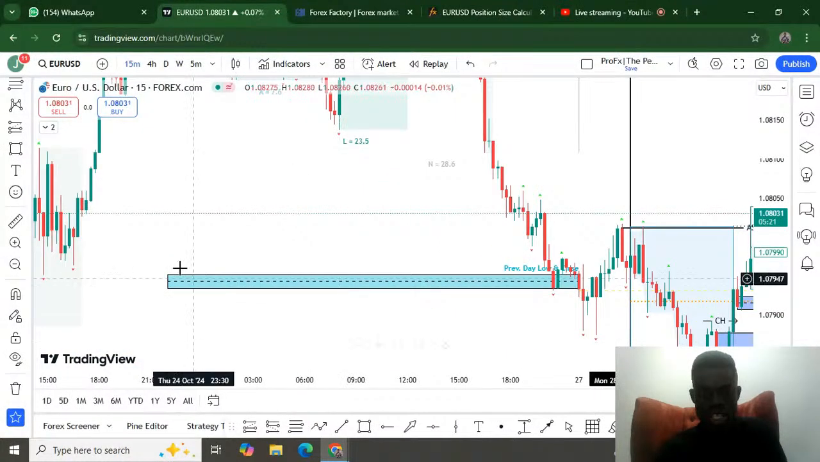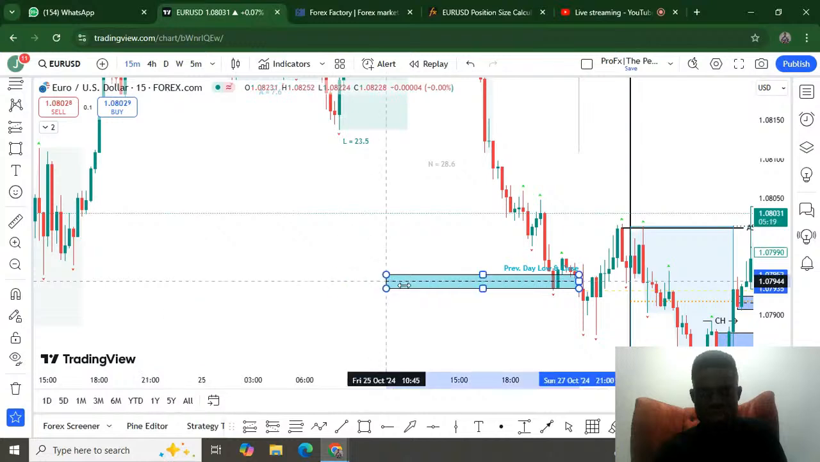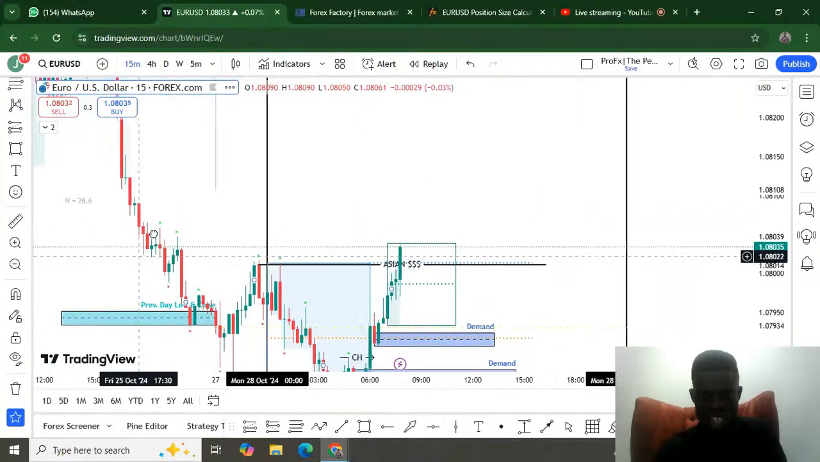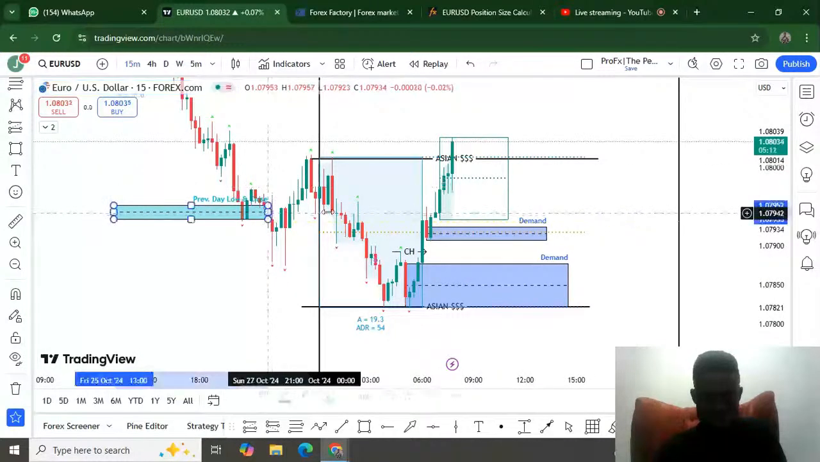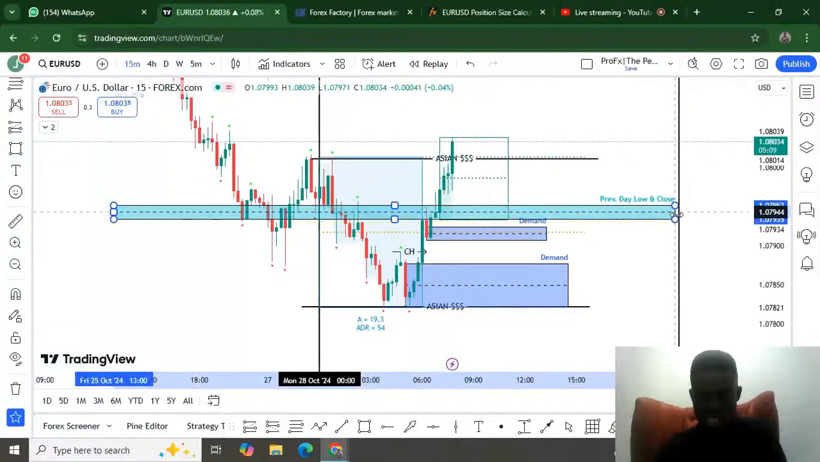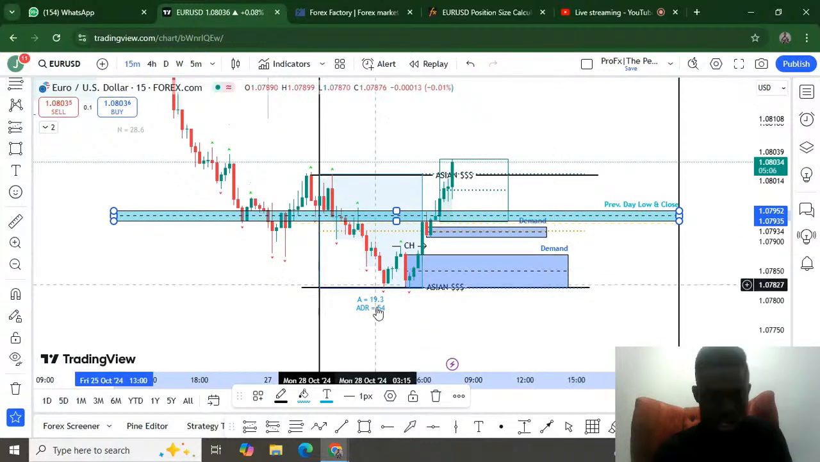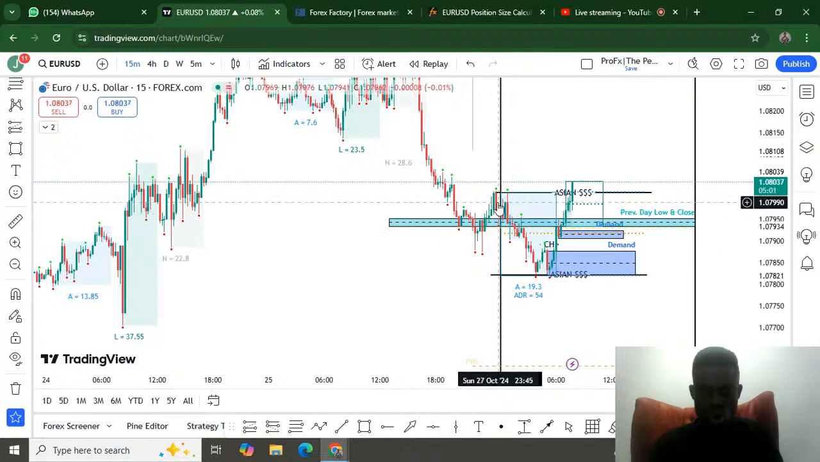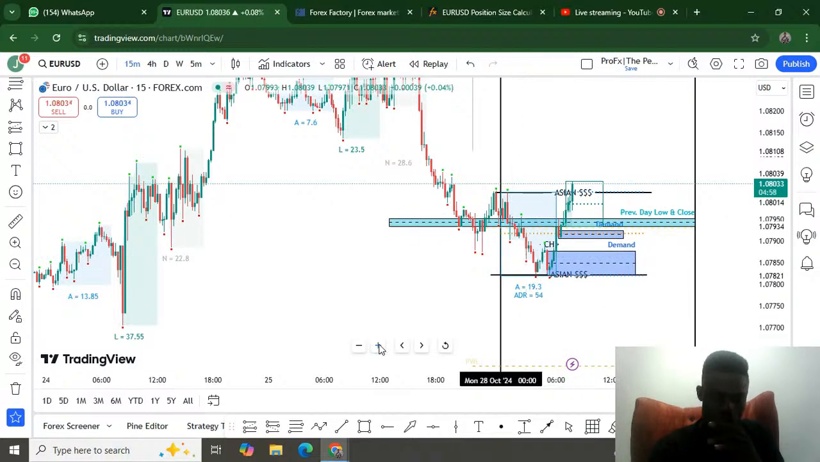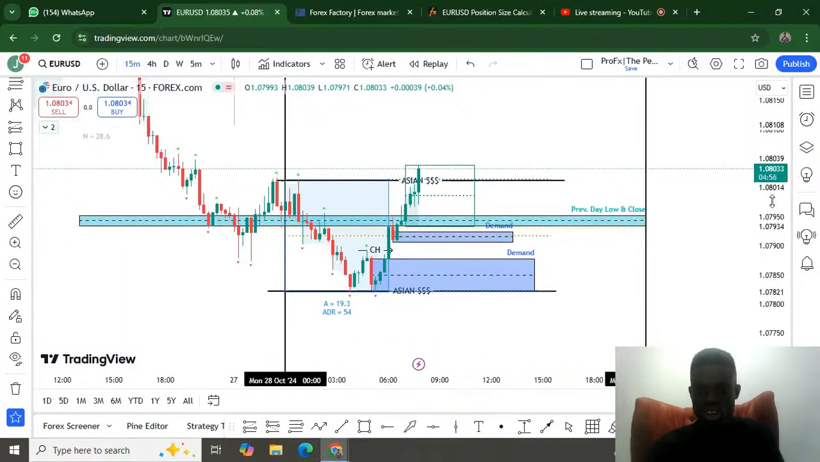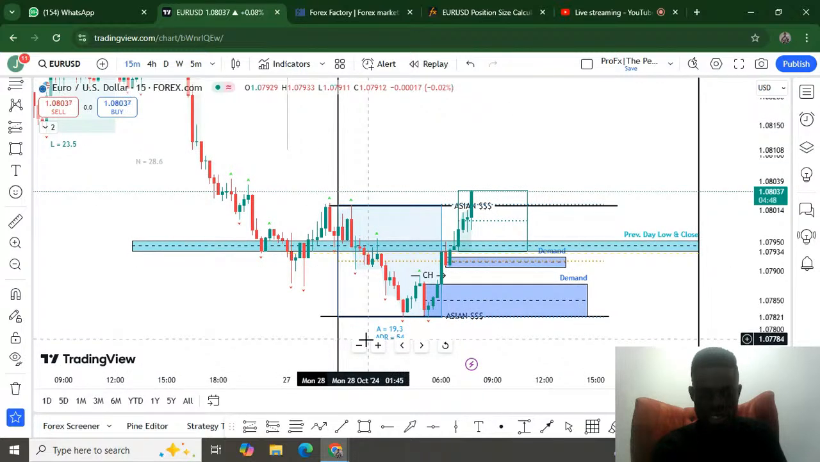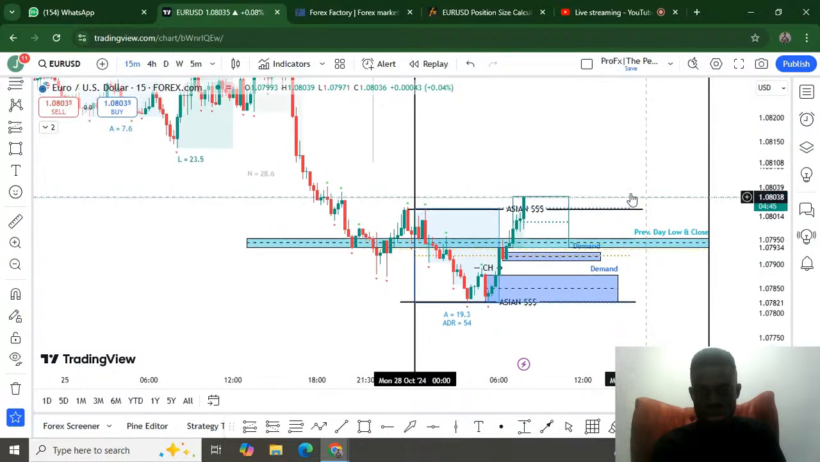So we can see that during the Asian session, we traded below previous day low and close, right? During the Asian session, what did we do? We traded below previous day low and close. Now, entering into the London session, we are forming a change of trend above previous day's low and close. That's a sign that the day might be bullish.